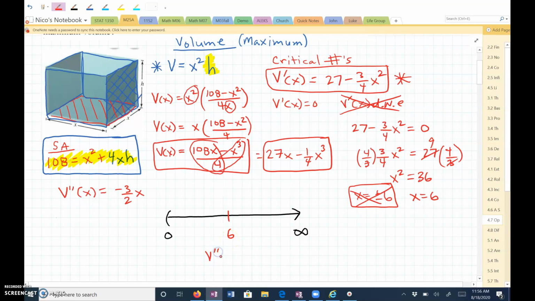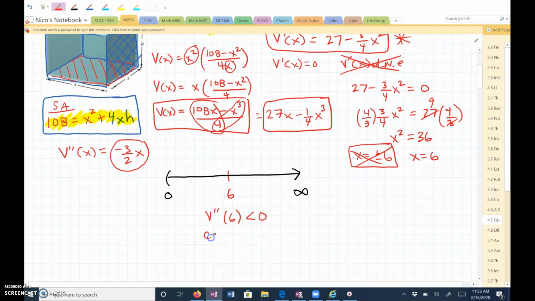let's use the second derivative test and do v double prime of 6 and see if that's greater than or equal to 0. Well, if I plug 6 into this, this is still going to be negative, so this is going to be less than 0, which means this is going to be concave down, which means we have a relative max at x equals 6.